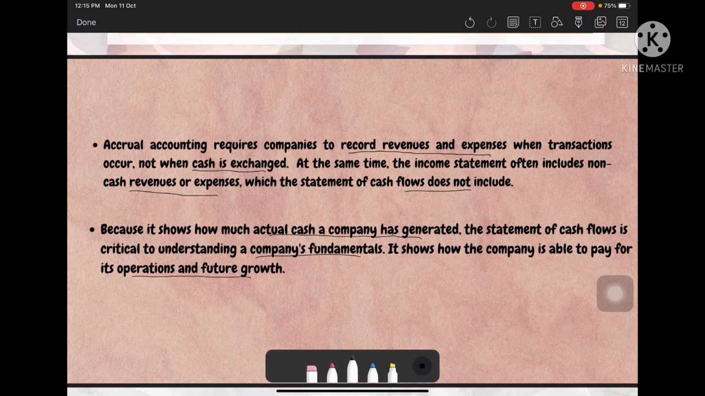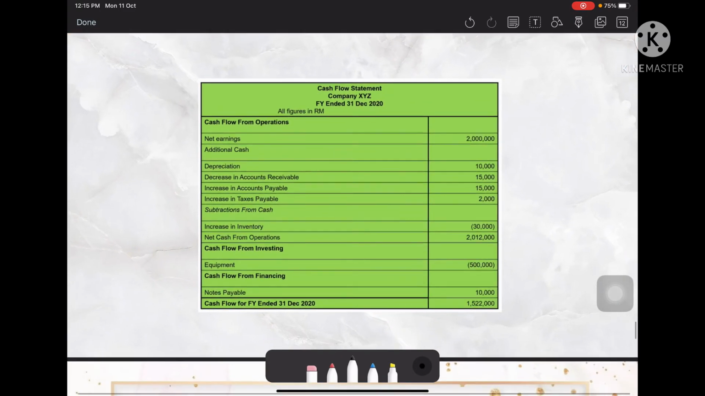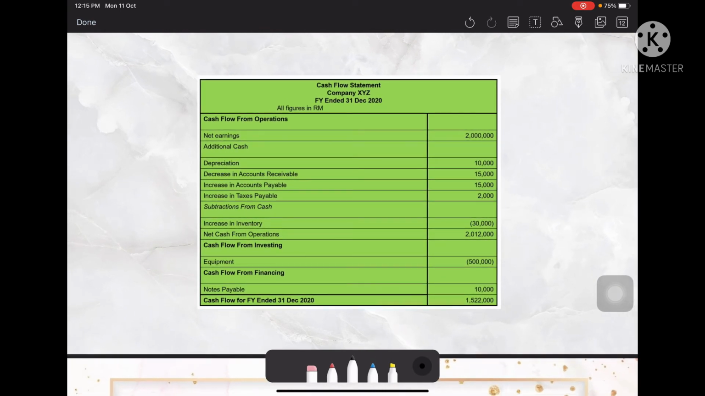So kita nak tengok dia punya cash condition, whether the company is able or not to pay the short-term obligations atau for the future growth, ada cash ke tak. Okay, so next, this is the example of the cash flow statement for the company XYZ.